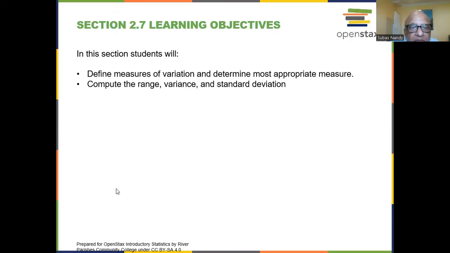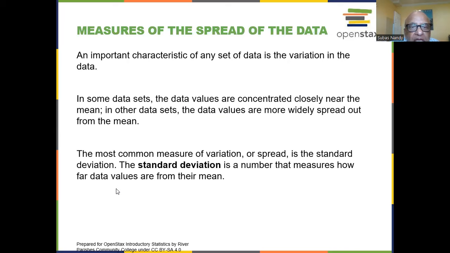Measures of the spread of the data. An important characteristic of any data set is the variation in the data. In some data sets, data values are concentrated closely near the mean. In the other data set, the data values are more widely spread out from the mean. The most common measure of variation or spread is the standard deviation.